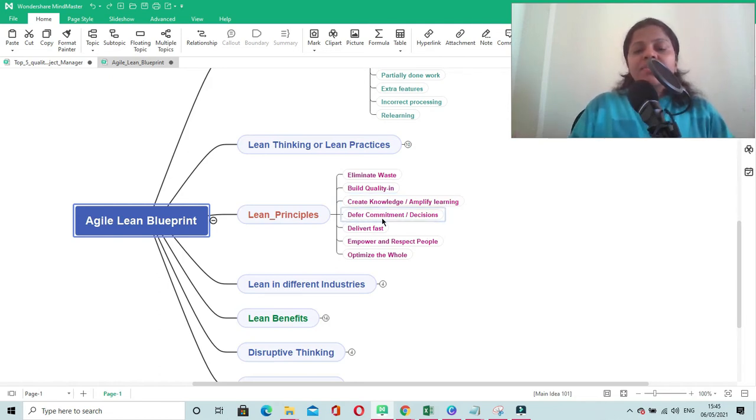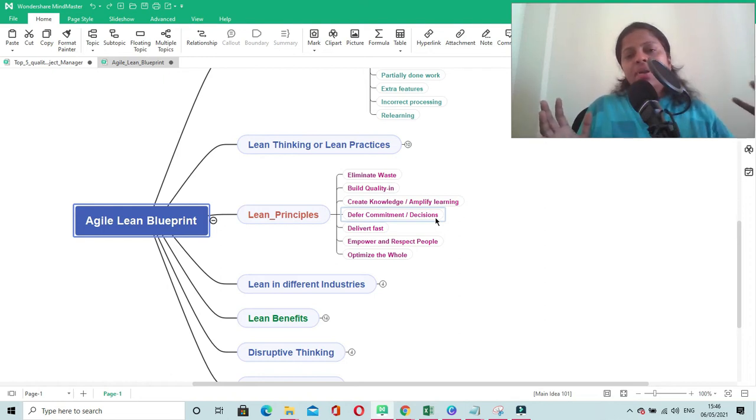The next principle says defer commitment or decisions. Defer commitment is from the manufacturing process. This idea was mainly applied for architecture, where you have to defer your architectural decisions as late as possible. So in software development also it applies. You have to defer commitment till the last responsible moment. Last responsible moment is the right time for making the decision.